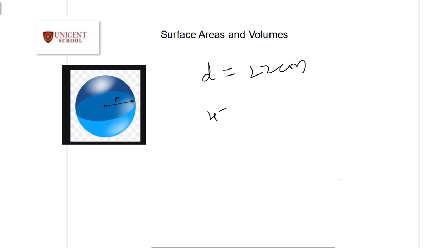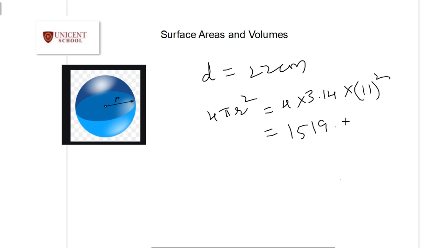I know the surface area of a sphere formula is 4 pi r squared, which is 4 into, let us take pi as 3.14, into the radius, which is half of the diameter, so it's 11 square. When we calculate, we get 1519.76 square centimeters. So this is the quantity of leather in square units needed to make the football. This is how we apply the formula in calculating the surface area.